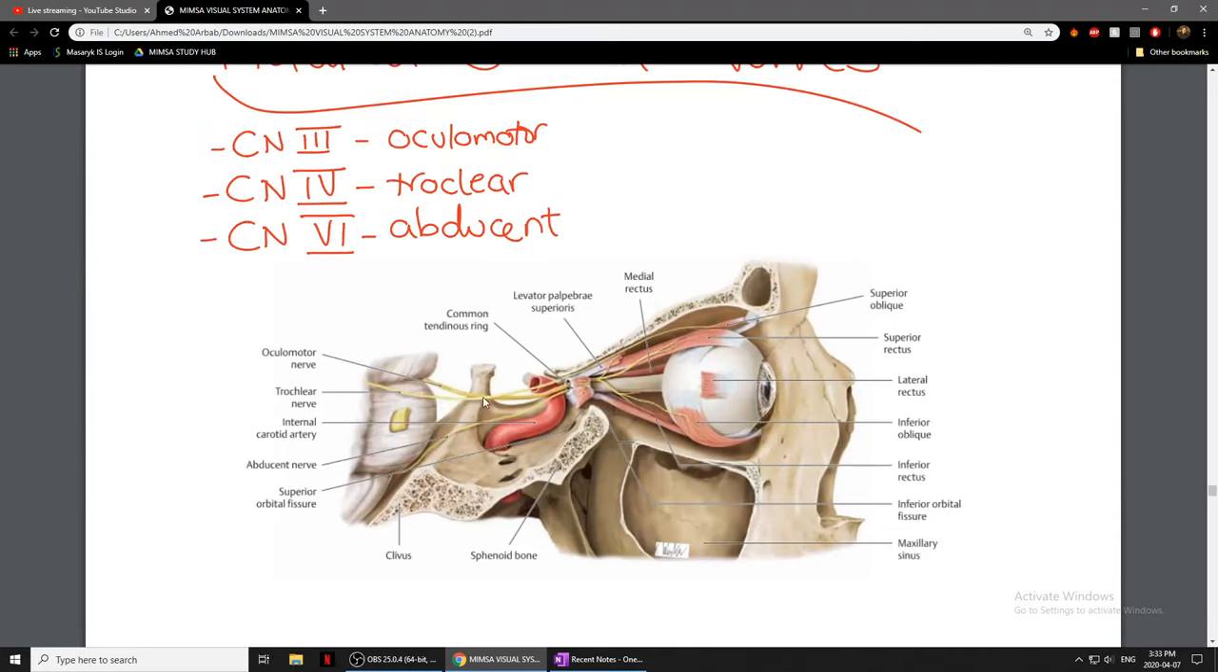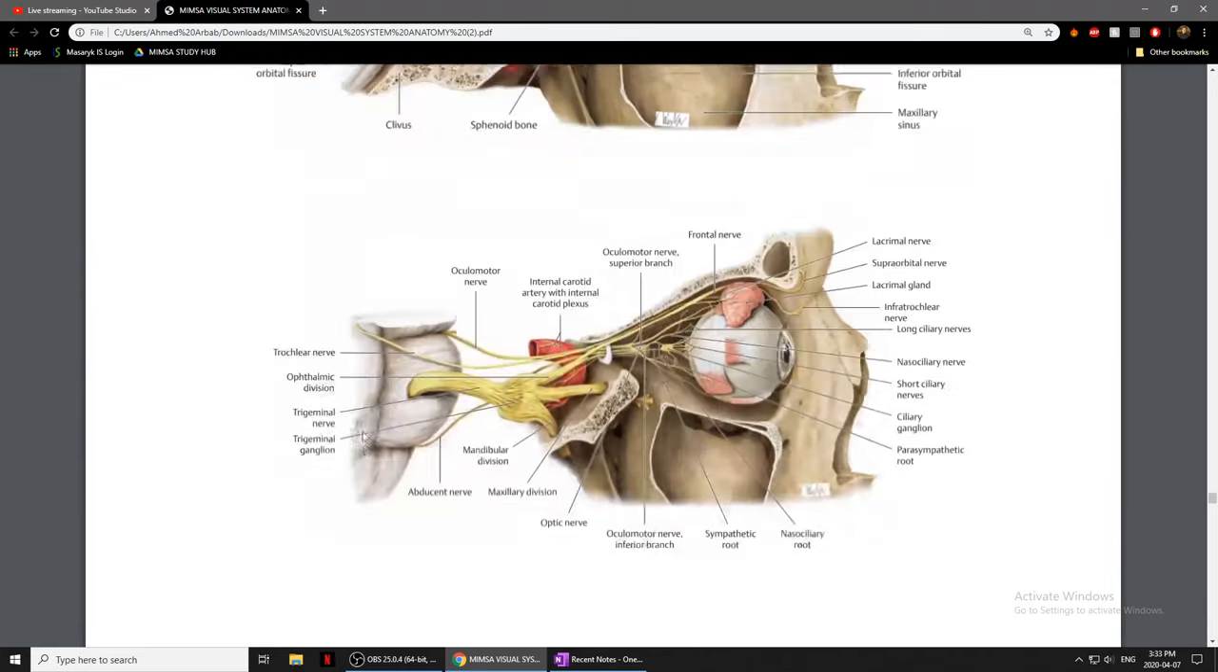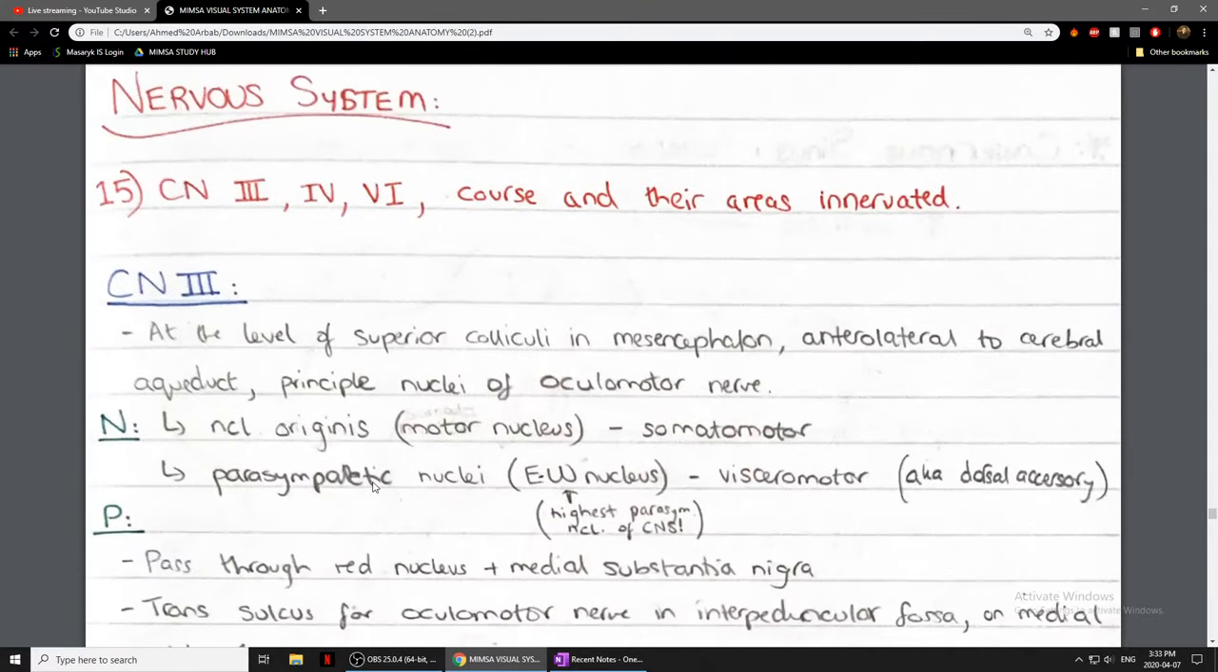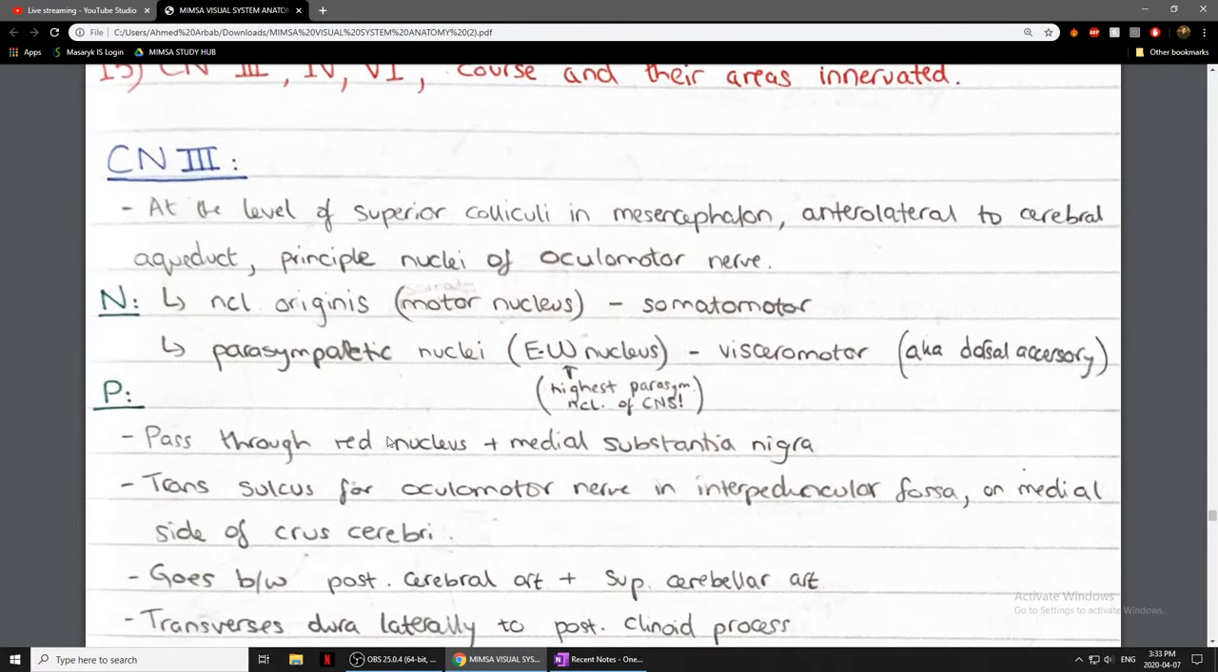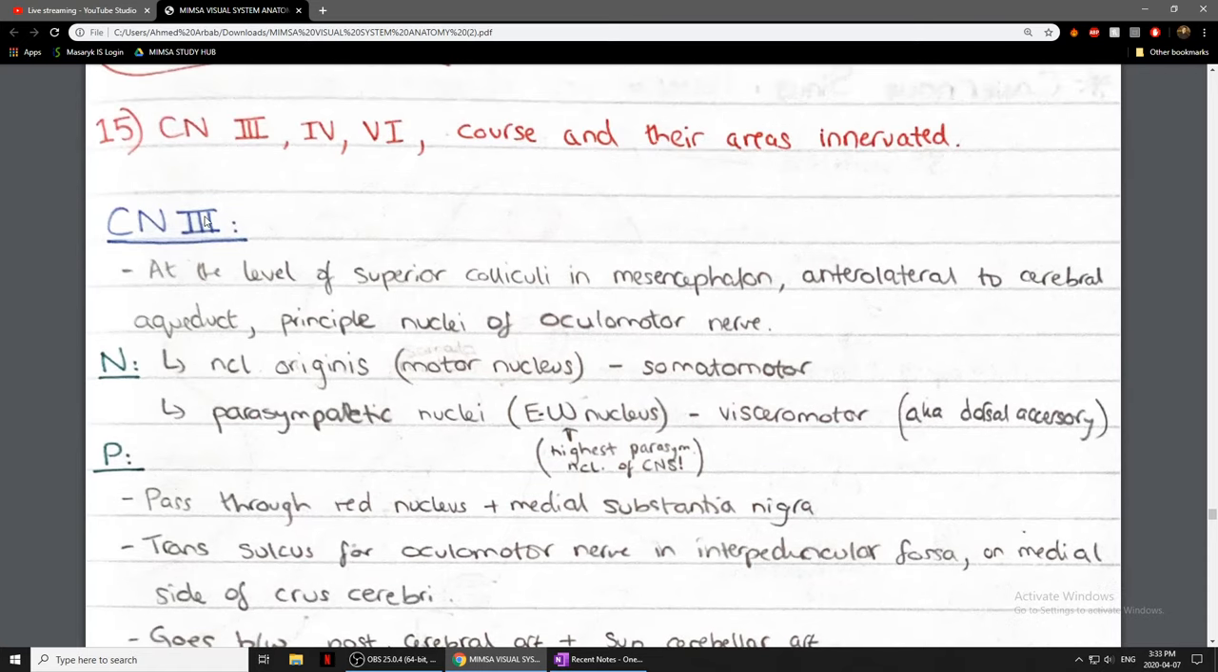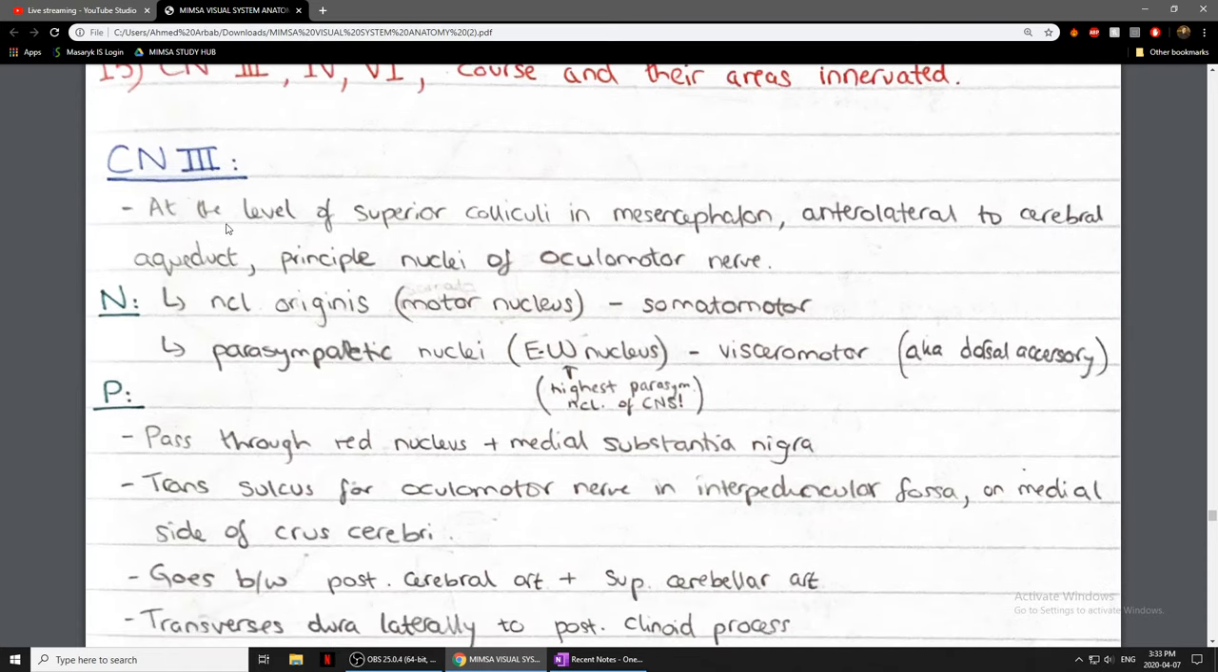You can literally see their entire pathway of these two in this diagram right here. It's very simple, so we'll just go through them really quickly. We can start with 3 though. So the cranial nerve 3, the oculomotor nerve, is at the level of the superior colliculi.